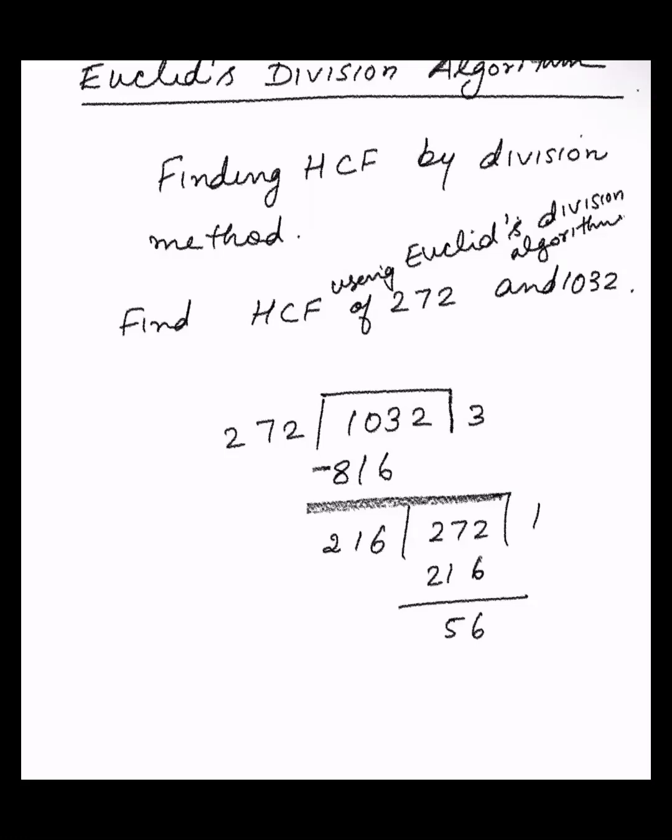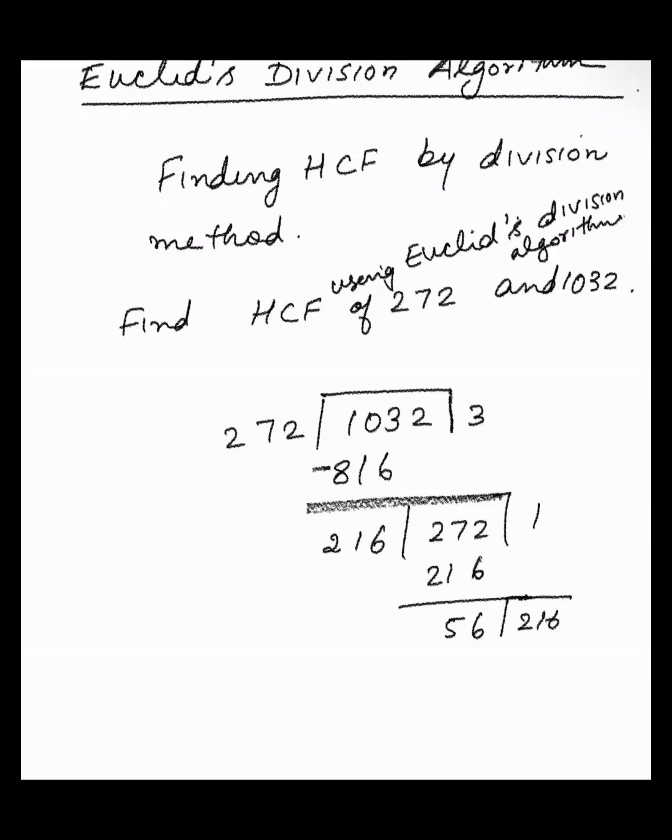46 or 56? 56, right? Yes, 56. So this is the new remainder. Again, I told you, the remainder will become the divisor and your previous divisor will become the new dividend. So 216 will come and sit as the dividend.